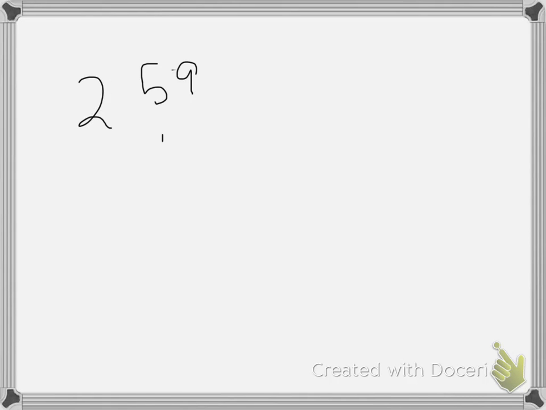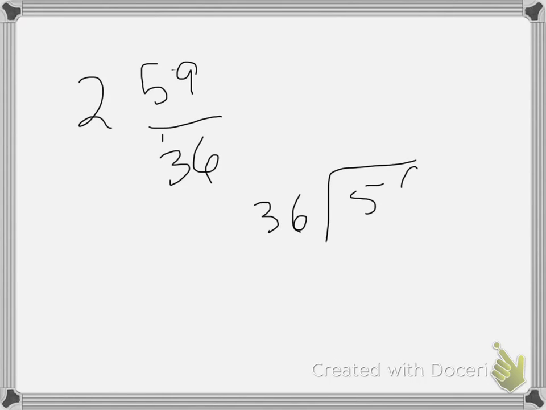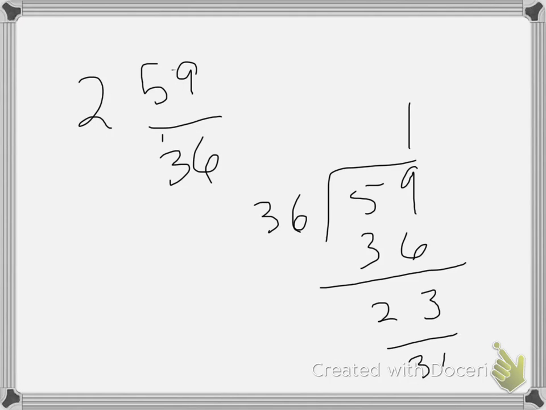59 over 36. Now we're going to divide 36 into 59. This is going to go 1 full time, because 2 would be too much. And you get 36. 6 from 9 is 3. 3 from 5 is 2. So that's 23 over 36.